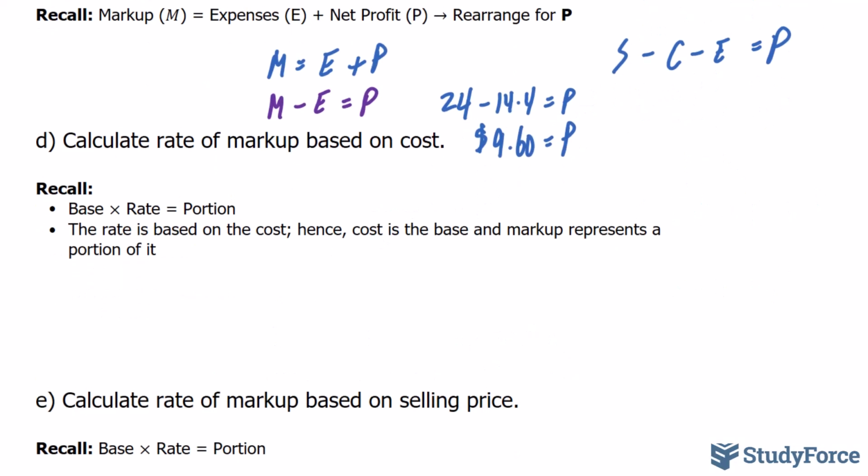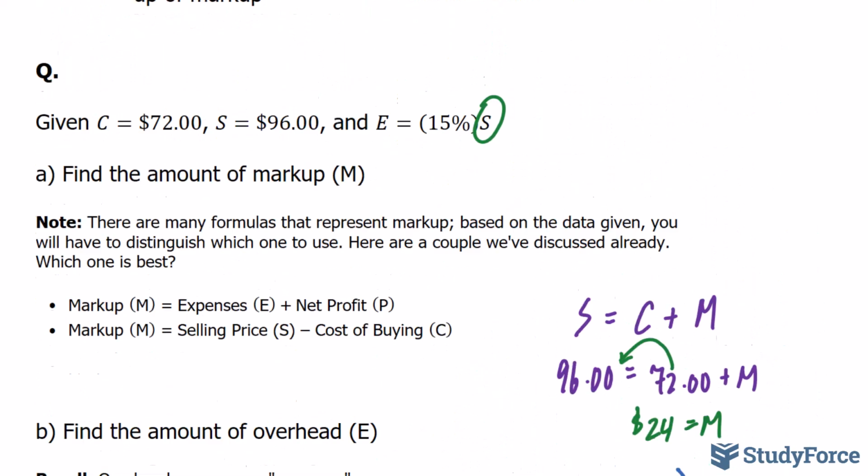Moving on to question D, calculate the rate of markup based on cost. So it's particularly important that you read these carefully because we are looking for the rate of markup based on cost. So we're looking for R sub C. To find the rate of markup, we'll use the formula C times R sub C is equal to our markup. Remember, this is no different than using your cost as your base and your markup as your portion. We know our markup to be $24. So we'll substitute that in for M. Our cost, according to the question, is $72.